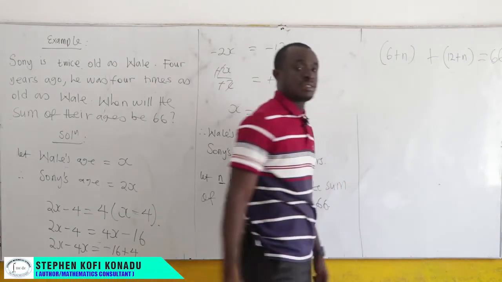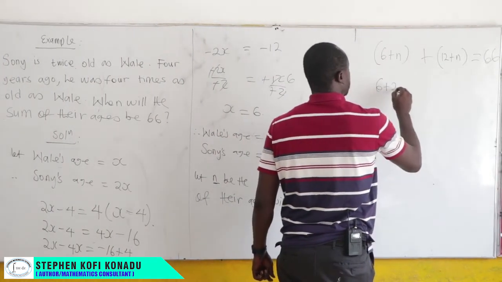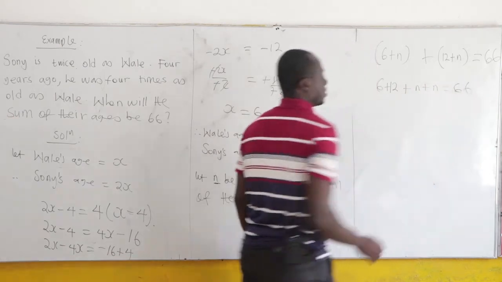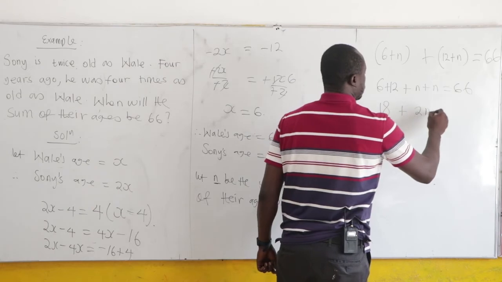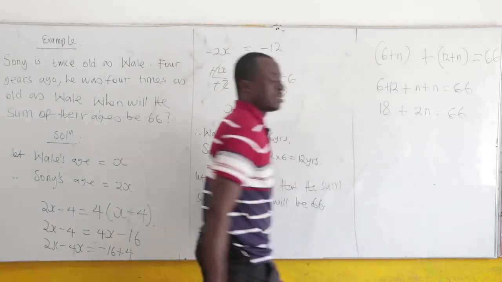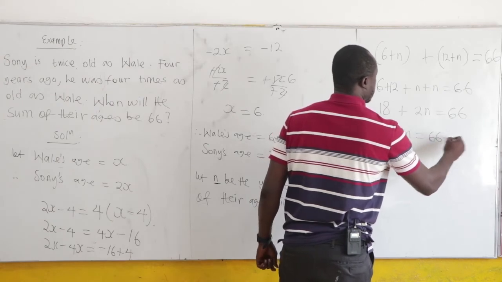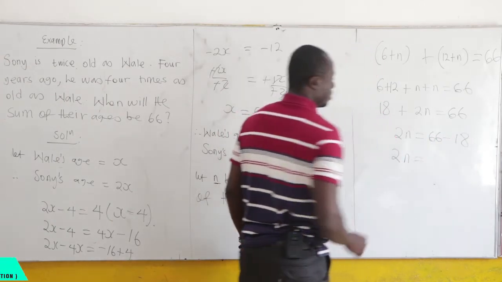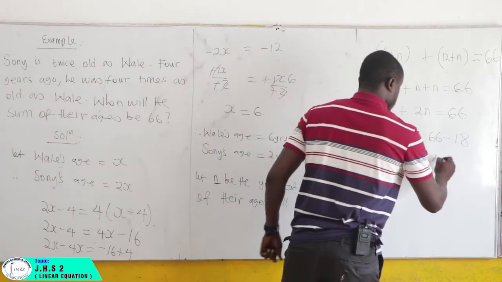Now, what is 6 plus 12? We have 6 plus 12, and n plus n, equal to 66. What is 6 plus 12? We have 18 plus 2n equal to 66. Now we have 2n equal to 66 minus 18. And 2n is equal to 48.